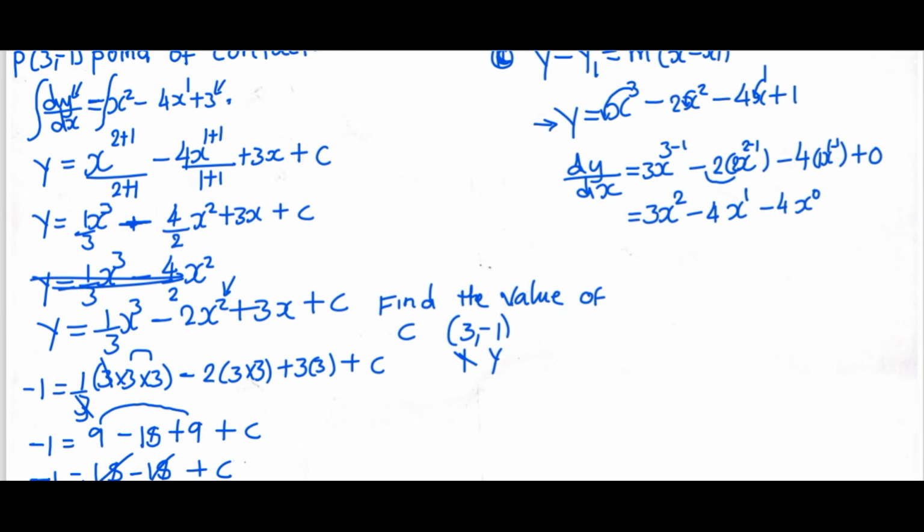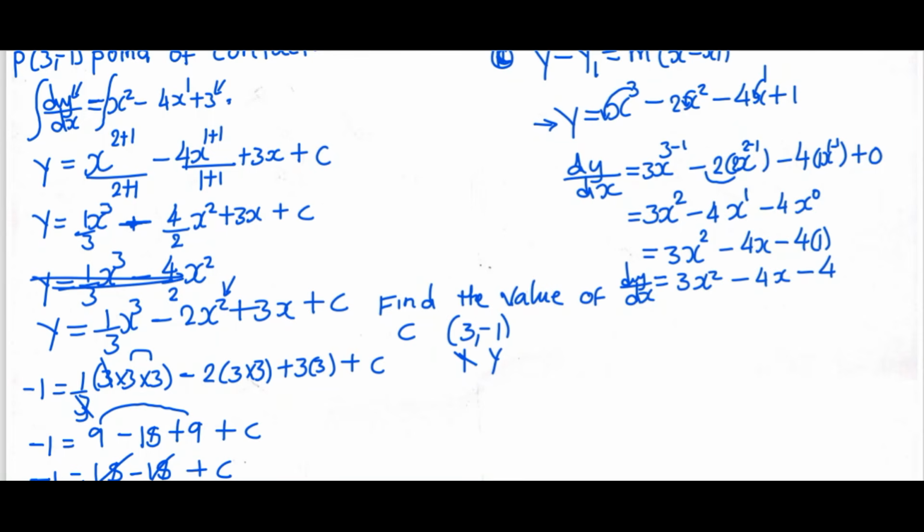Then if we continue, we can now simplify. This will give us 3x squared minus 4x minus 4, since x raised to the power 0 is just 1. Our final first derivative is 3x squared minus 4x minus 4. Now we are done differentiating, so we are done with finding the first derivative of this particular curve.